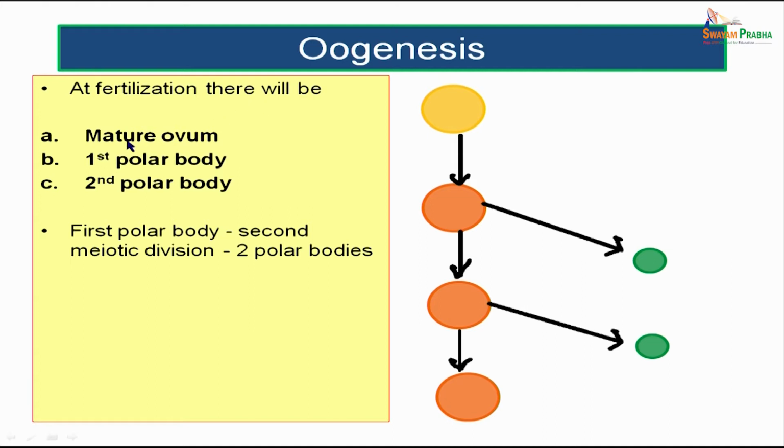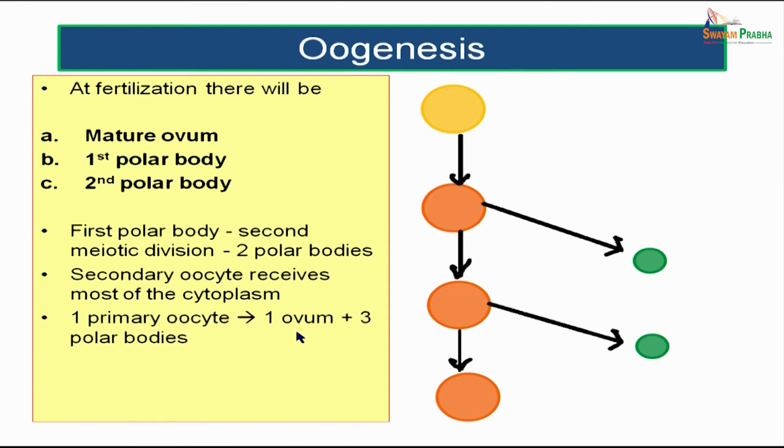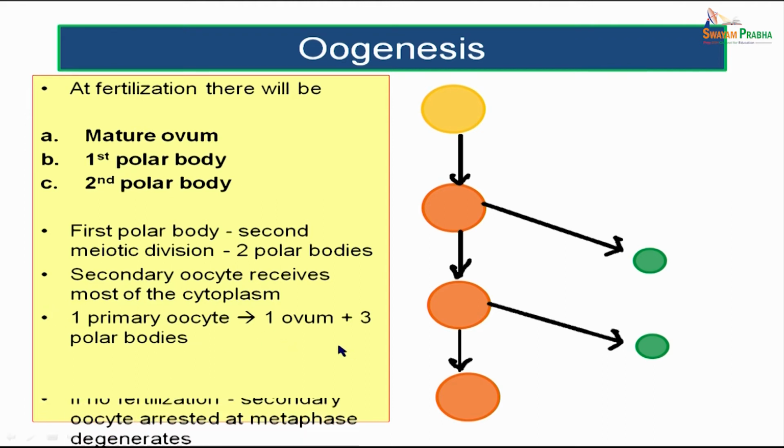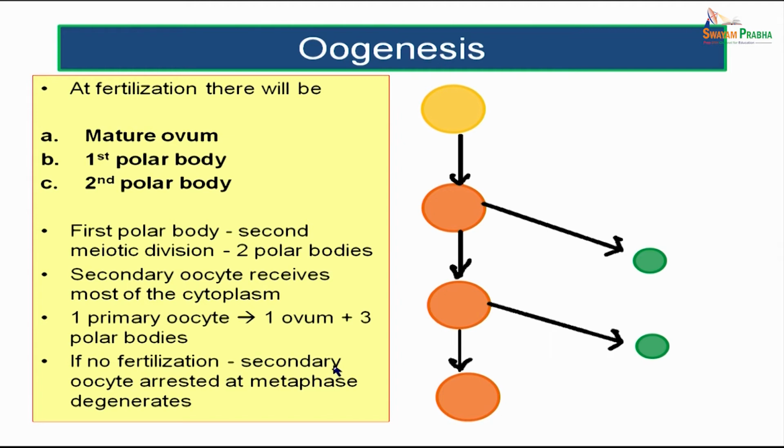Sometimes this first polar body will again undergo division, which will give rise to 2 more polar bodies. The secondary oocyte receives most of the cytoplasm from the primary oocyte. So, at the end of oogenesis, there will be 1 ovum and 3 polar bodies formed from a single primary oocyte. And what will happen if there is no fertilization? The secondary oocyte arrested at the metaphase will just degenerate without completing its second meiotic division.